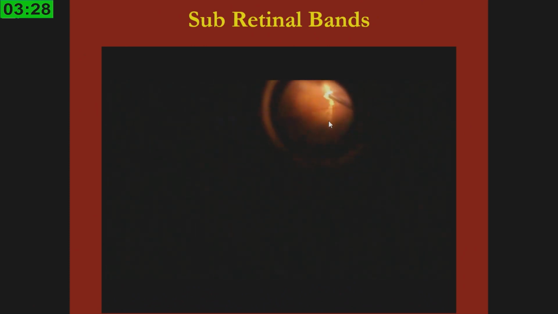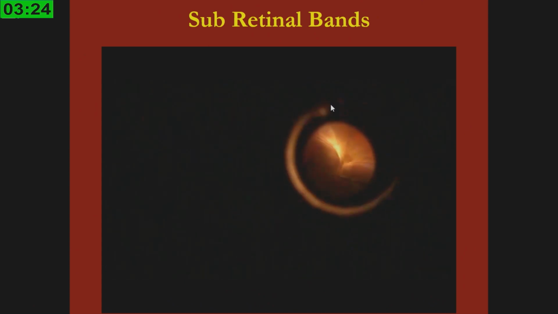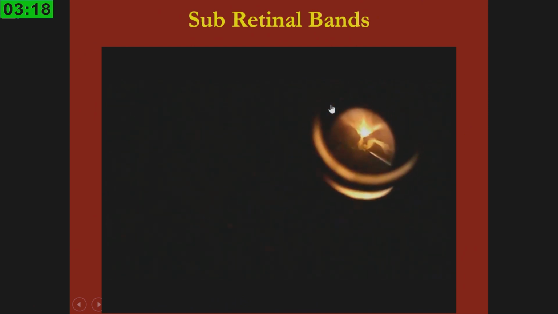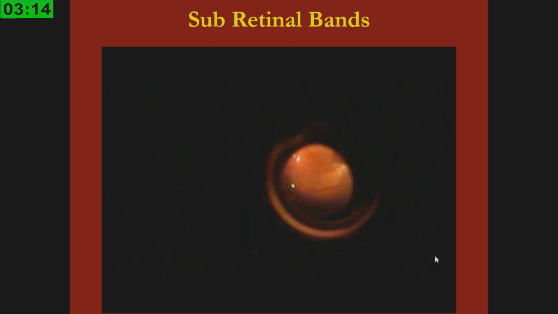So this is a clothesline kind of a subretinal band. We take it out, make a small retinotomy, take it out, and pick it off with a forceps. And once this traction goes away, the retina will settle.